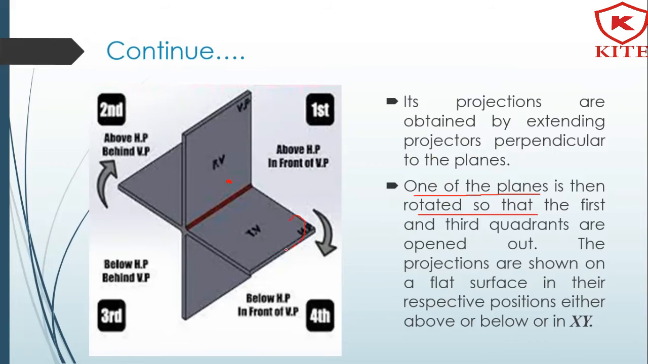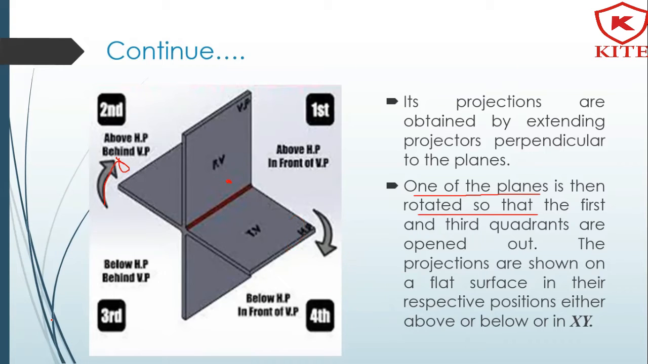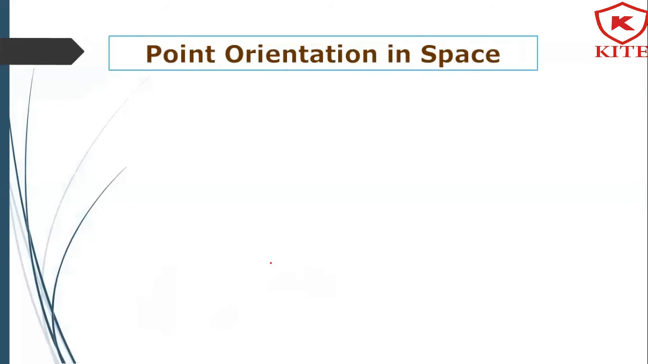Generally, in practice, the horizontal plane is rotated by 90 degrees in the clockwise direction to get the result. So let's begin now.